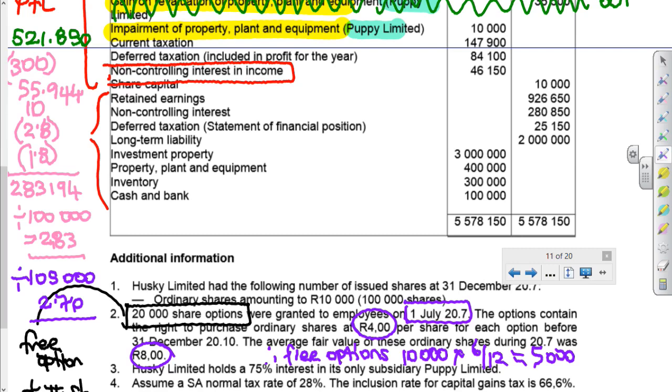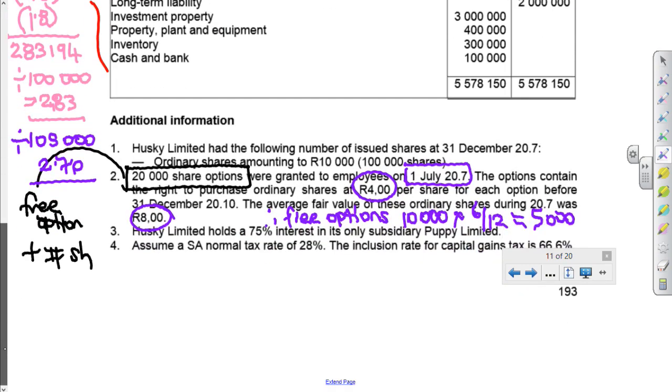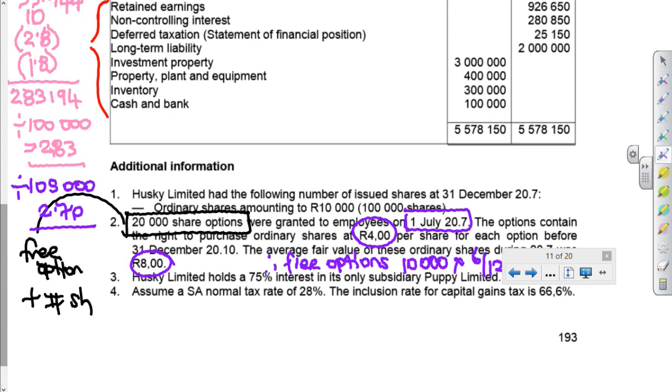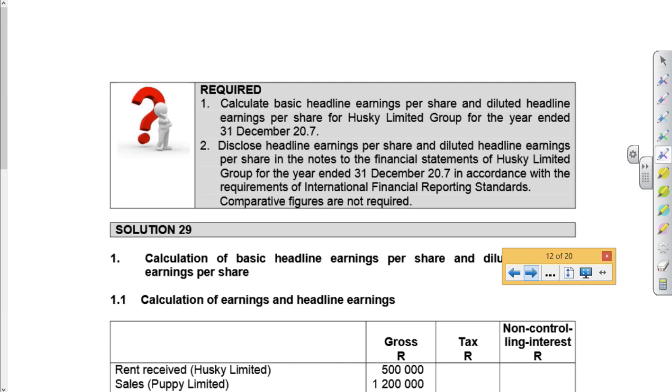They ask you, I think, to do a calculation often. Often here it's a calculation. Do they ask you? Calculate basic HEPS. So that would have been your calc. Disclose headline earnings per share and diluted headline earnings per share in the notes. The disclosure in the notes is that long form disclosure.